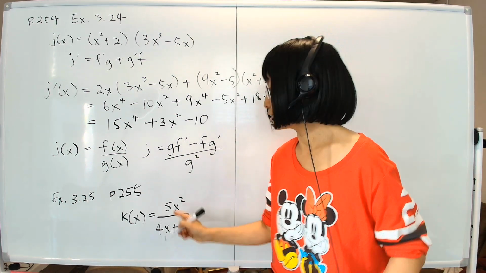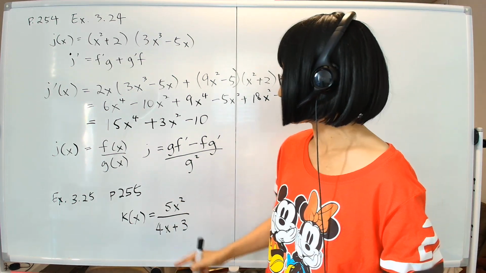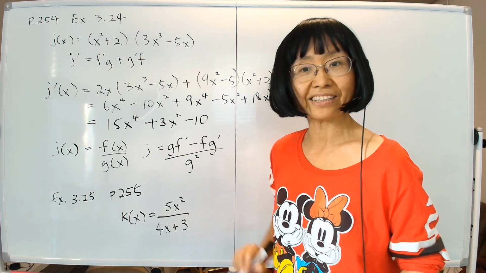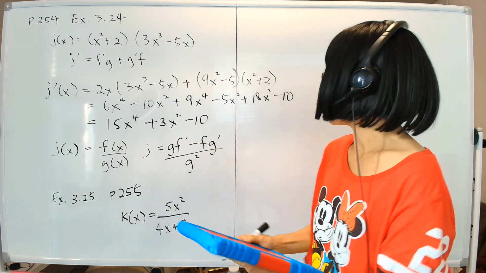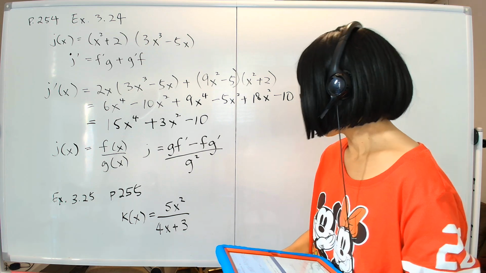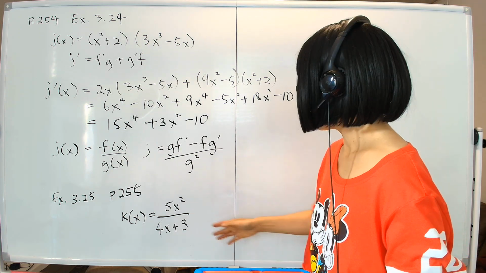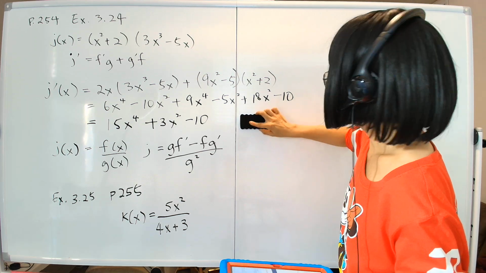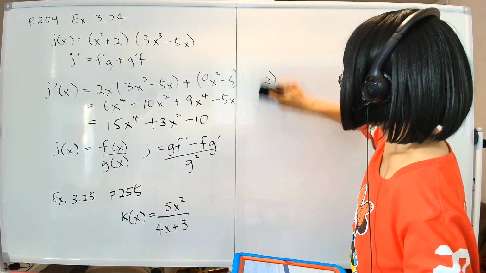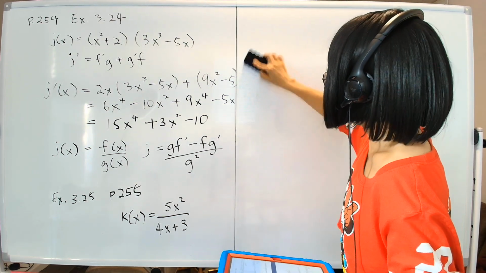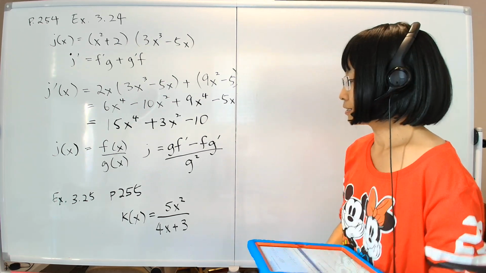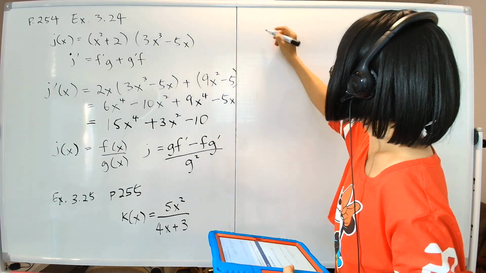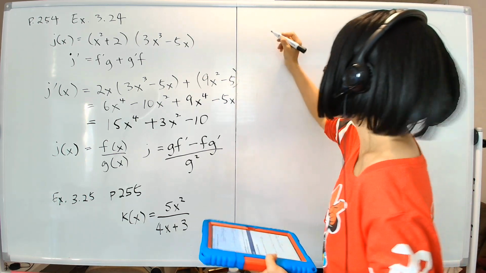Now, you see, it's just a simple example that they made up quickly. 5, 4, 3, and x squared, x, and nothing. Now that we have a simple little example, let's see if we can get it to work. We'll erase this part to give us a little more space. All right. Now, what is k prime? That is, what is the derivative of k with respect to x?